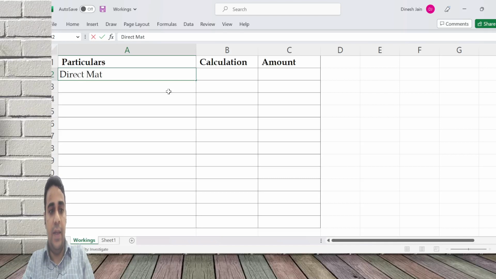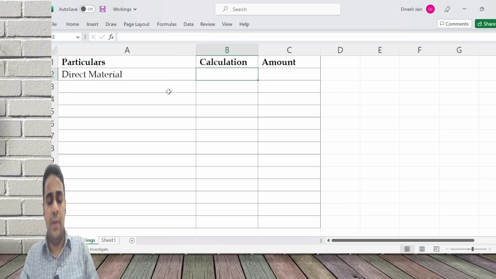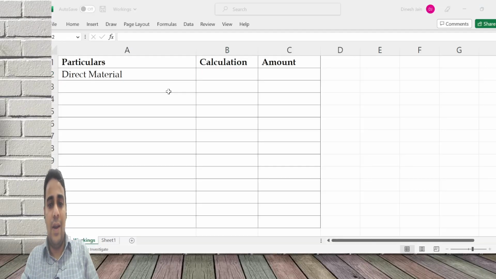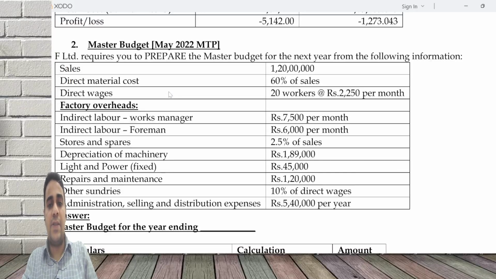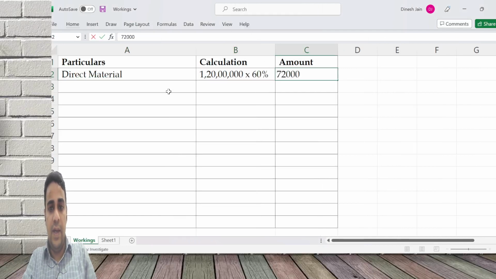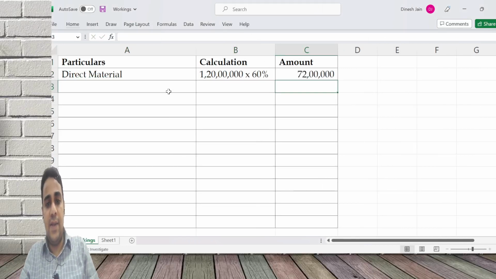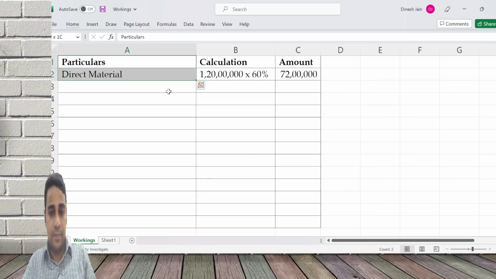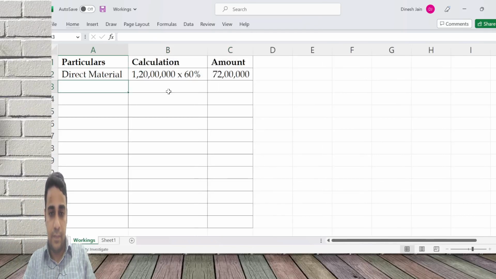First is direct material. This is a very simple question. We're going to do it in the format of cost sheet, not exactly following all the classification. Direct material, 60% of sales. So 1 crore 20 lakh into 60%, 72 lakhs. Direct material 72 lakhs.